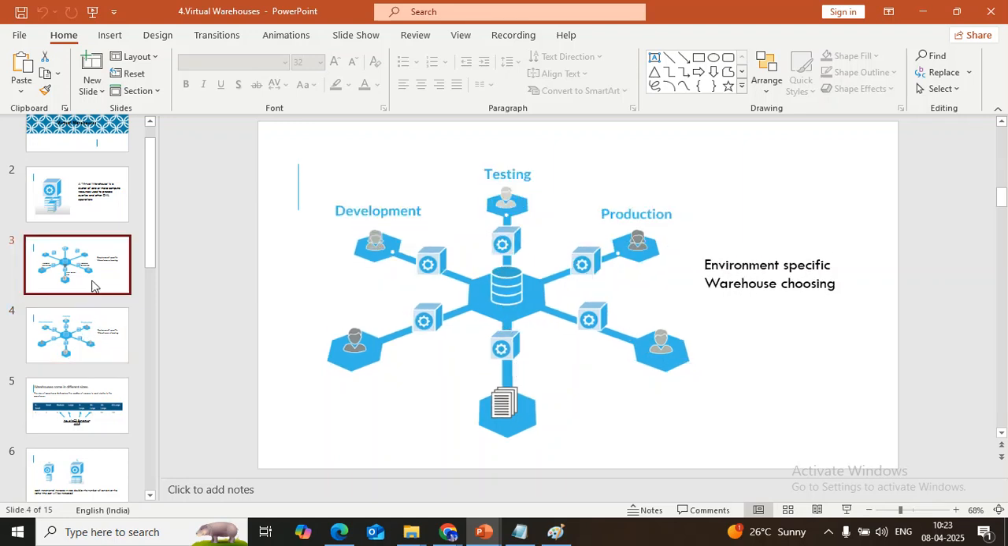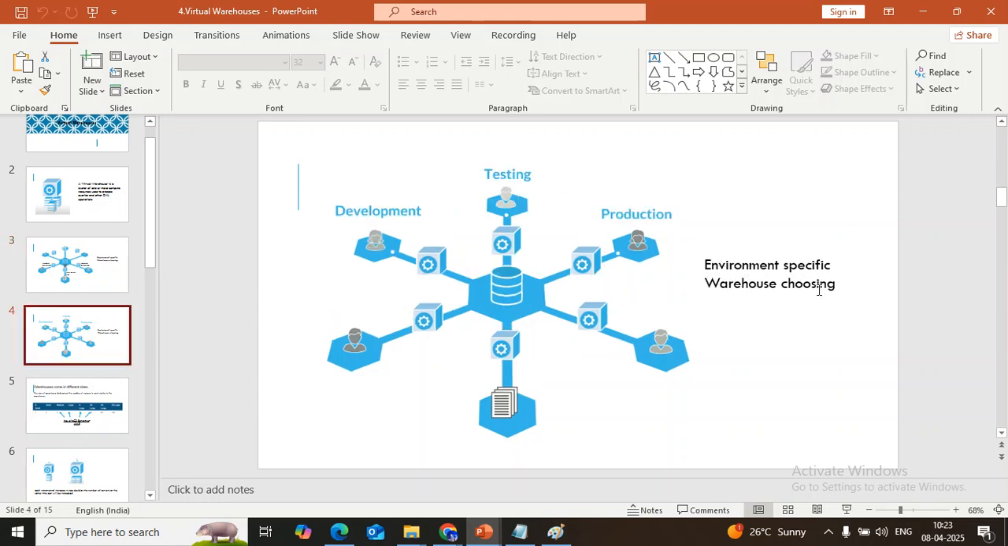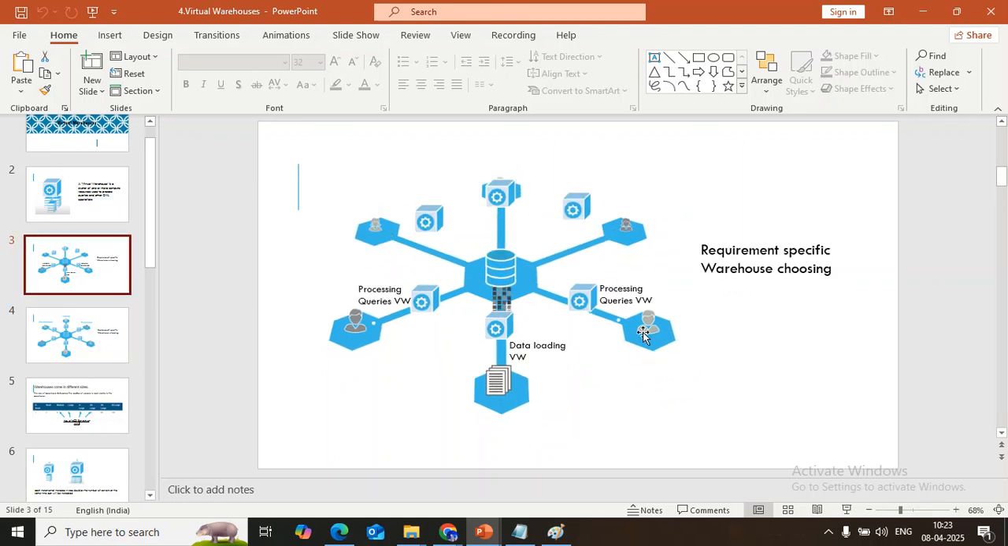That's why I'm telling you, I'm coming to your question. You understand the two scenarios here, how we can choose the warehouse. One is requirement-specific warehouses, and another is environment-specific warehouse choosing. Either way we can choose; it varies from organization to organization, how their architects are setting up the data.